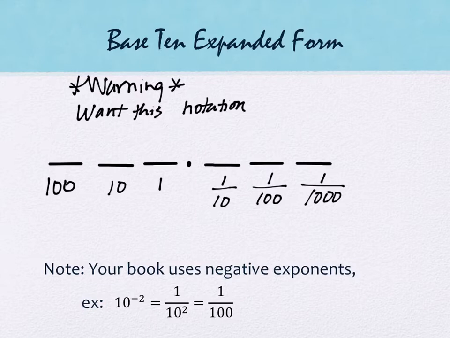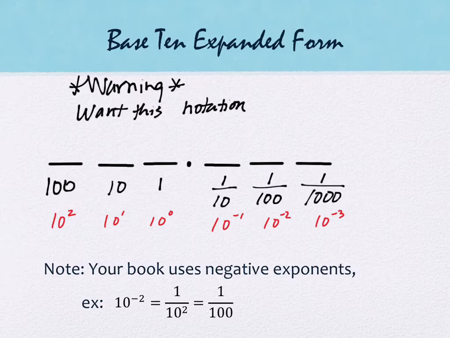So notice this disclaimer on the bottom of the page. What your book does is it likes to use exponents here. So what they would have written, and if you see it, they'll say 10 squared, 10 to the first, 10 to the 0. This will say 10 to the negative 1, 10 to the negative 2, and 10 to the negative 3. That's what it will say, okay?